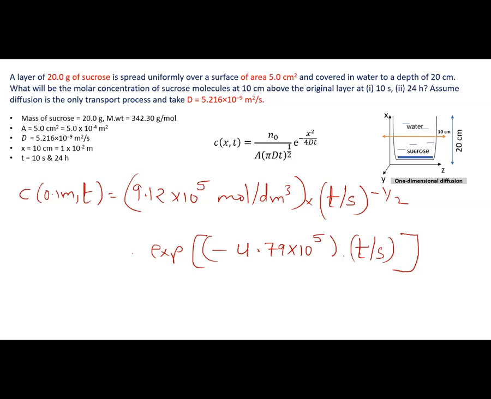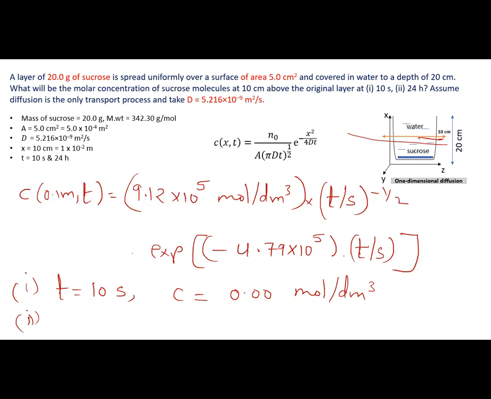Now the first condition is we need to calculate the concentration at t equal to 10 seconds. If you substitute the time as 10 seconds in the above equation and find the concentration, surprisingly you would find the answer is 0 mole per dm cube. So that means after 10 seconds, we are not going to see any concentration of sucrose at the height of 10 centimeters.